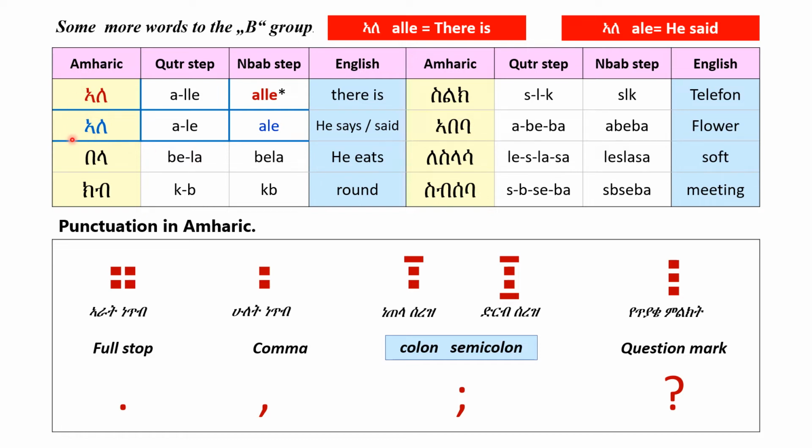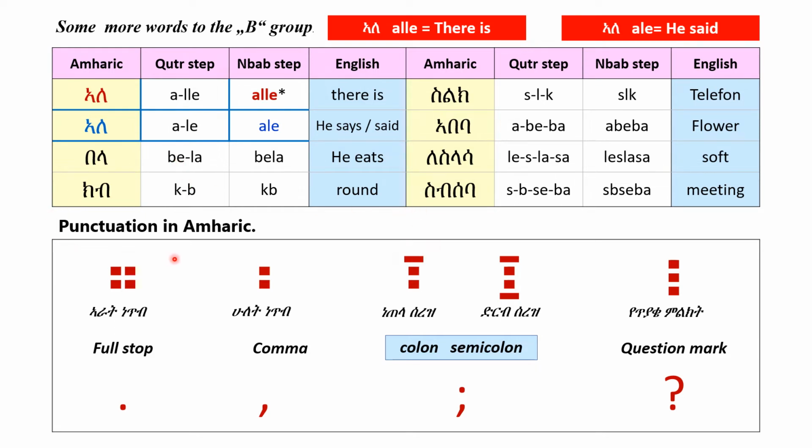We have to notice the difference between those two words. They are spelled the same, but they are pronounced differently. Ale and ale. Ale we will write with double L, ale with a single L. Ale means there is. Ale, he says or he said. Ale, ale, በላ ክብ ስልክ አበባ ለስላሳ ስብሰባ.